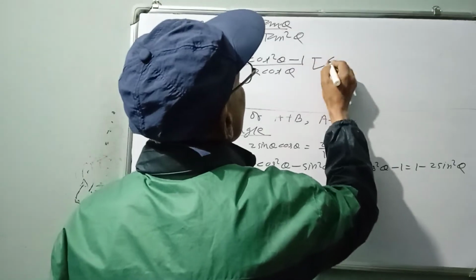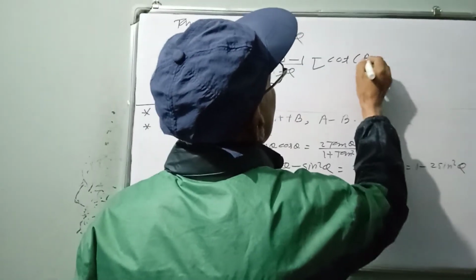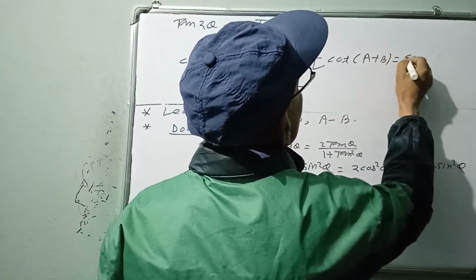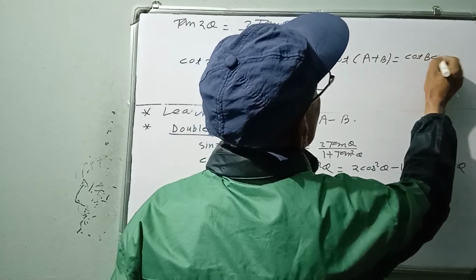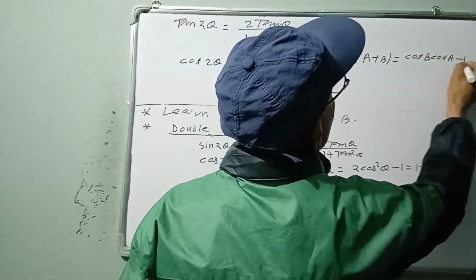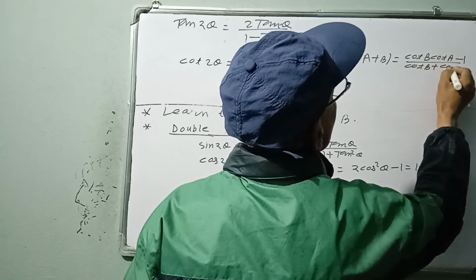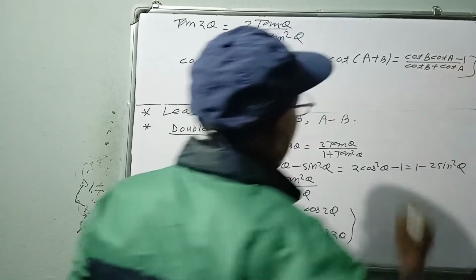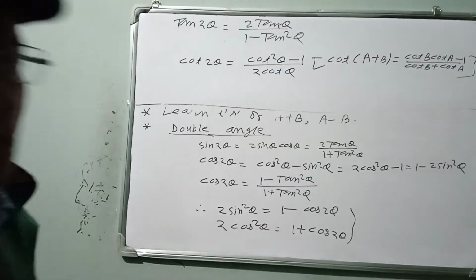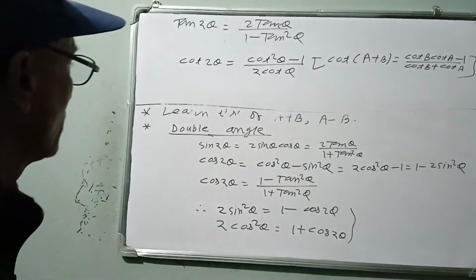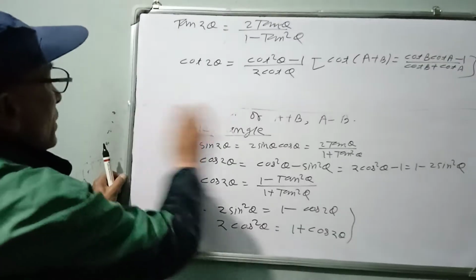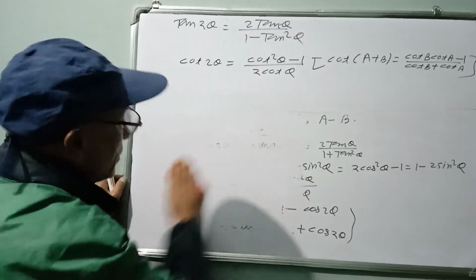यो formula कसरी आयो त? Cot A plus B equal formula पढ्नु पर्यो. Cot B cot A minus 1 by cot B plus cot A. If you are confused, you can change into tan. 1 cot equal 1 by tan. Double angle. In the same way, triple angle.